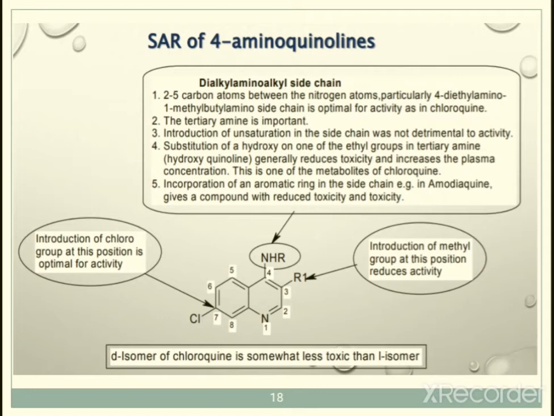Then at the 7th position chlorine will be there, so introduction of a chloro group at this position is optimal for activity. Okay, and the D isomer of chloroquine is somewhat less toxic than the L isomer. So this is the SAR of aminoquinoline.